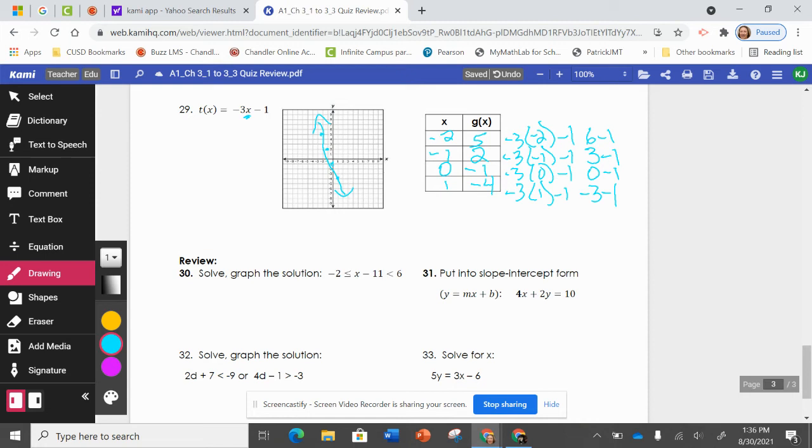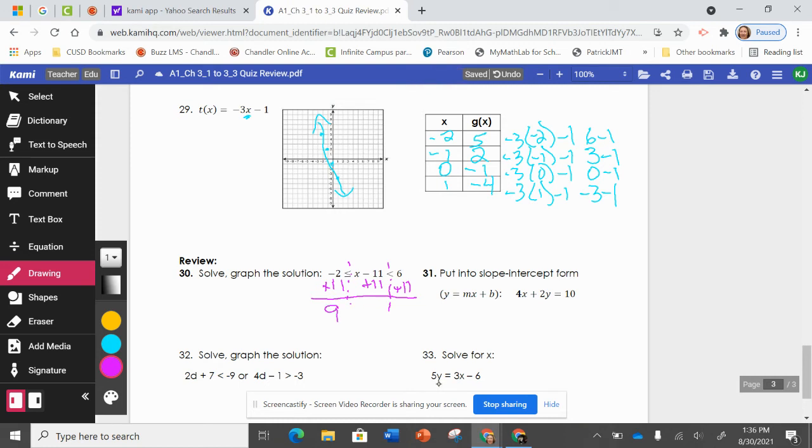All right, number 30. When we have these AND problems, remember we separate this into two separate walls. With my x is a -11. So the opposite of subtracting 11 is adding 11. And remember, we have to add 11 on all sides of our wall.